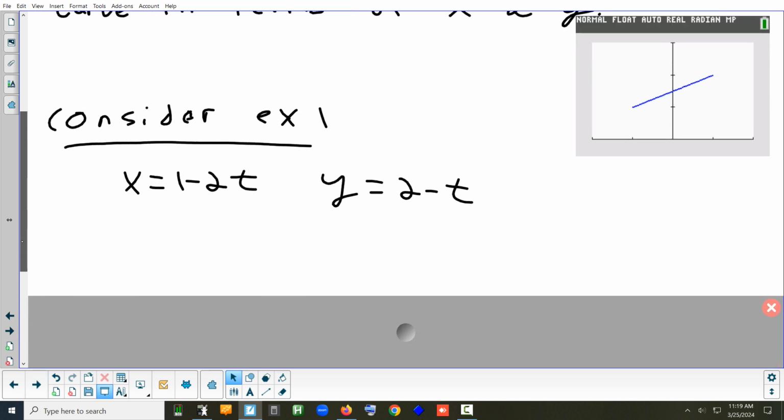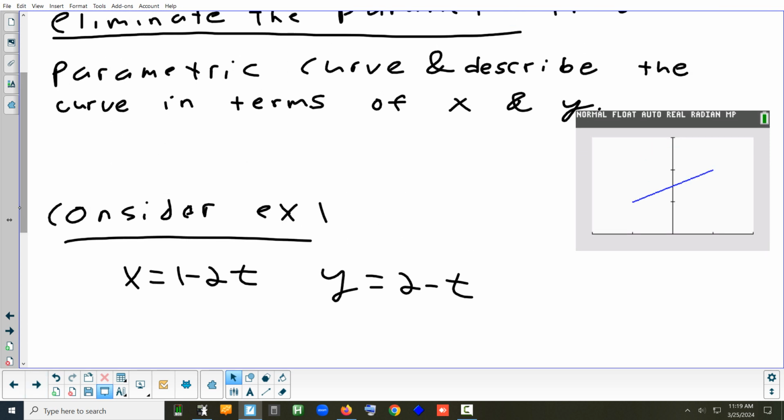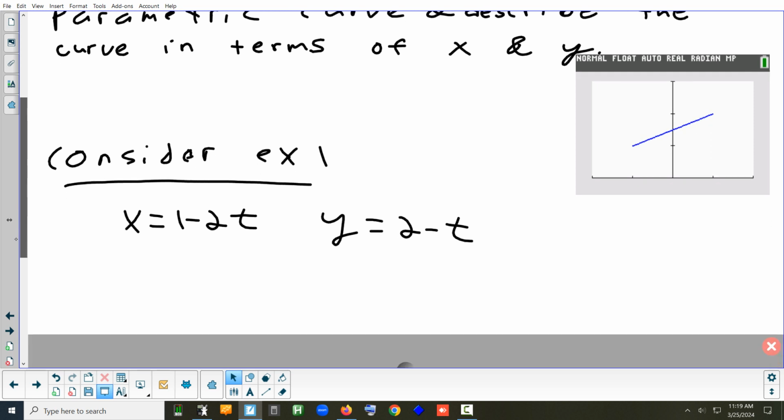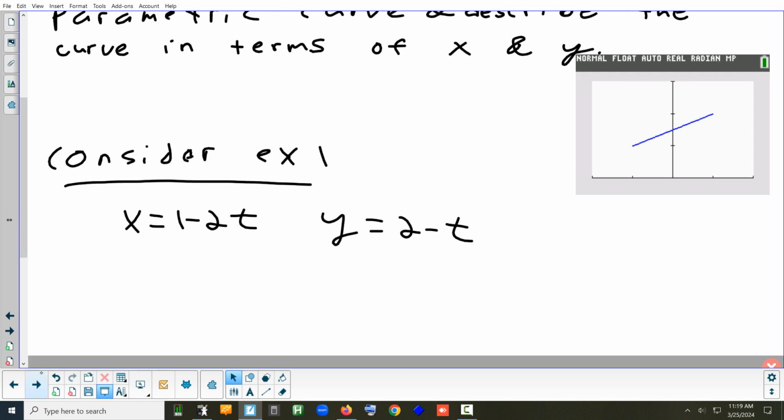Now I want to see if you have any ideas how I could eliminate t. This is going to be y equals mx plus b when I'm done. It's just going to be a line. It's going to have a y-intercept and a slope to it. But I don't want to have a t. So anyone have a guess what we could do?